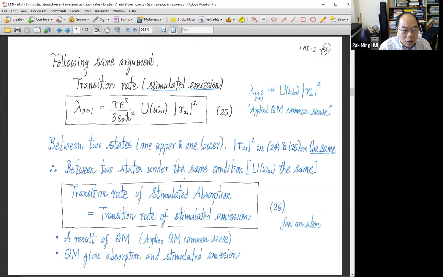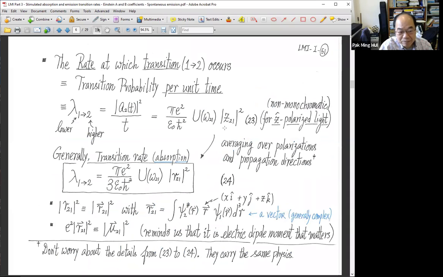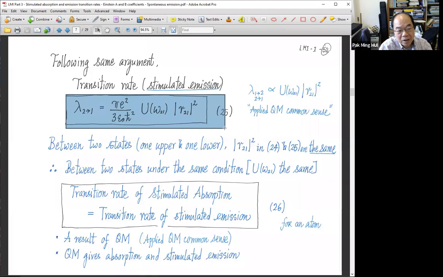Now, since we know the parallelism between stimulated absorption and emission, we don't want to repeat all the steps. We can also write down the stimulated emission formula as this, okay? So let me look at it one more time. 1 to 2, I have two, 1 is lower, 2 is higher. So this is absorption. 2 to 1, this is emission, okay? The same rate.